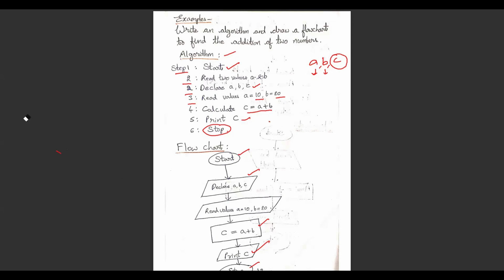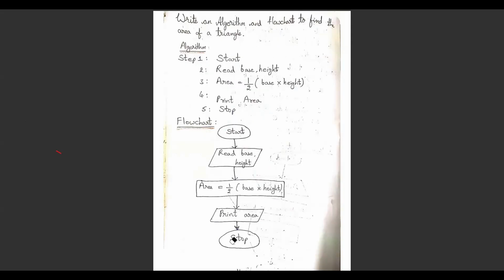Okay, let us go with the second example now. You can check here what the program is all about. You are going to write an algorithm and flowchart to find the area of a triangle. So you know the formula for the area of a triangle is half base into height. Is that point clear? So you're going to start, that is your first step. Then you're going to read base and height. Then you're going to find the area with the formula half base into height. Then you're going to print that area, that is the result, and you're going to stop. This is the algorithm.